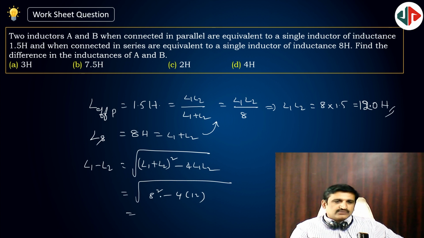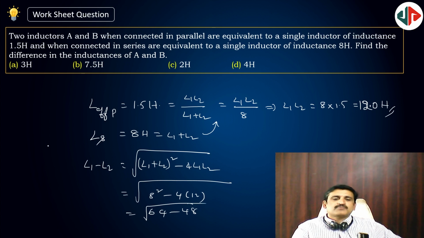8 8s are 64 minus 48 under root. How much? 64 minus 48 is 16, and the root of 16 is 4. So 4 Henry.